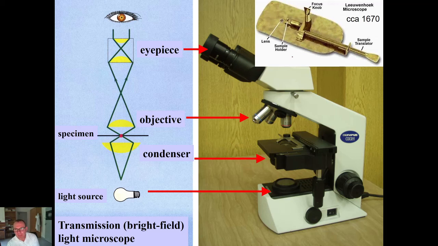But Leeuwenhoek personally was able to see cells. We know his drawings of sperms, for example, which are very small cells, so the magnification of his microscope was quite good. But of course the magnification and the correction of all aberrations is much better in a modern microscope like this, our Olympus microscope.